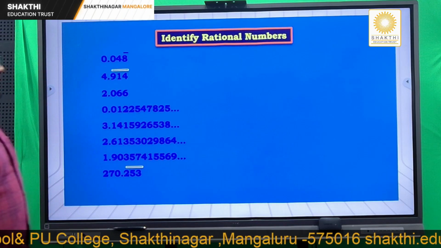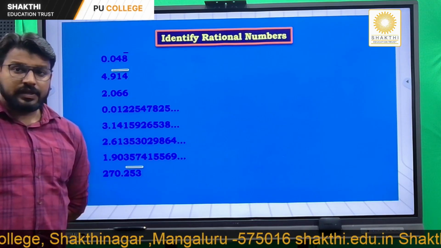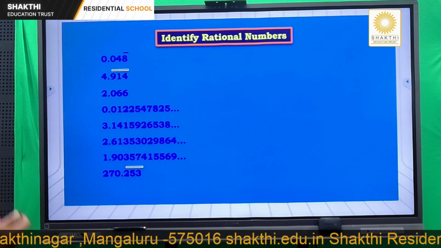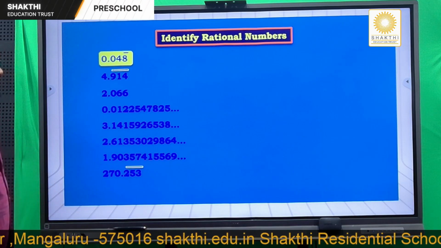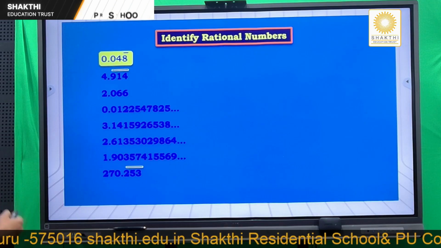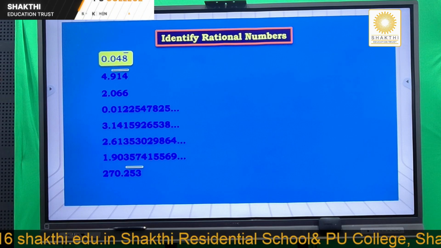So yeah, here I have some list of rational numbers written. In this one, you should tell me which is terminating, which is recurring, which is not. You see the first one, the rational number I have here is 0.048 with a bar.